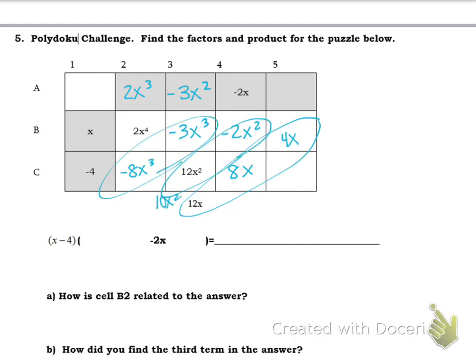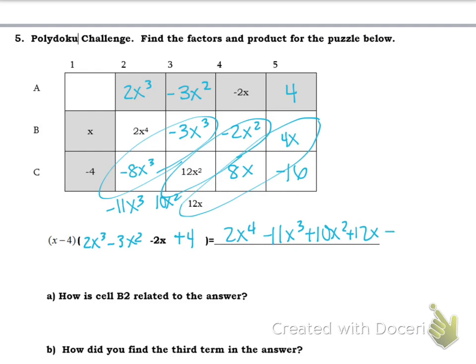If I was adding these, I'd have to get a negative 11x cubed out here. Okay. And then my last one here, x times what can I multiply x times to get 4x? I'd have to multiply 4, and then this would just get me my negative 16 in here. So if I was multiplying x minus 4, I'd have to multiply it by 2x cubed minus 3x squared minus 2x plus 4, and I would get 2x to the 4th. I already added those, so minus 11x cubed plus 10x squared plus 12x minus 16.